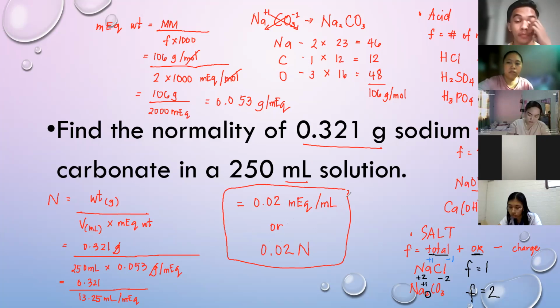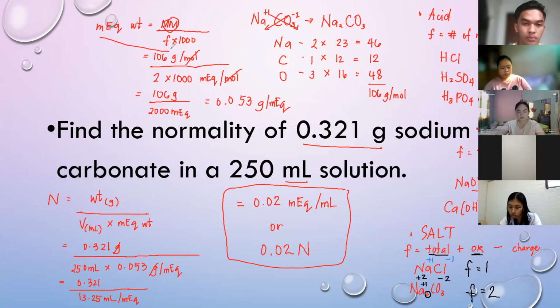So kung taas ang computation sa molality, mas taas dyan ang computation sa normality. Just have to follow the steps. Okay? So ano nga yung first step natin? You have to compute first for the milli-equivalent weight using this formula. Pero in computing the milli-equivalent weight, you have to get first the molar mass, and then you have to correctly determine the equivalence factor. Huwag niyong kalimutan yung equivalence factor natin.